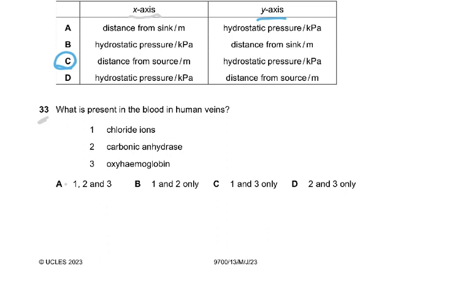Question number 33. What is present in the blood in human veins? Chloride ions, carbonic anhydrase, and oxyhemoglobin. All three of them are present. Chloride ions, because the bicarbonate ions move out, so chloride ions move in. And carbonic anhydrase is inside the red blood cell, and oxyhemoglobin would also be present in the red blood cell.